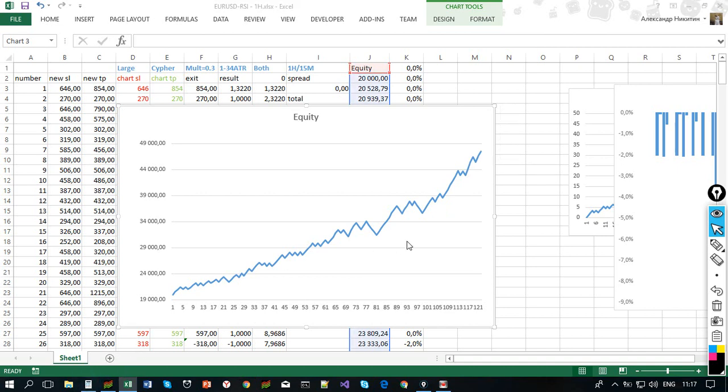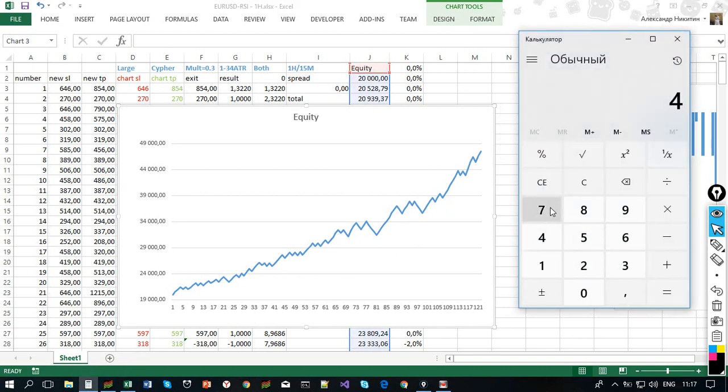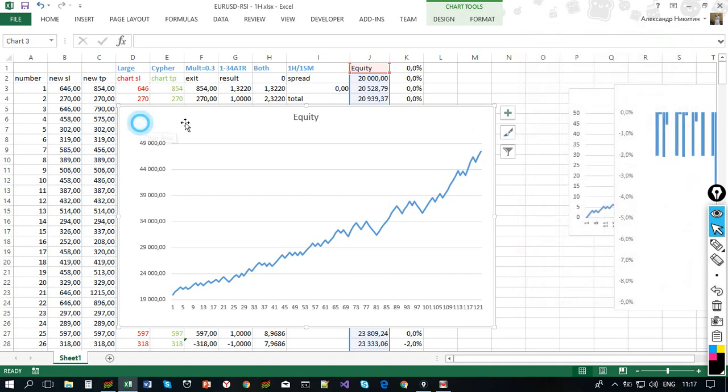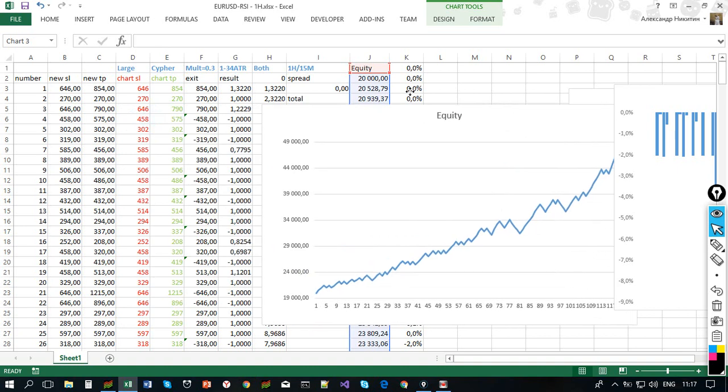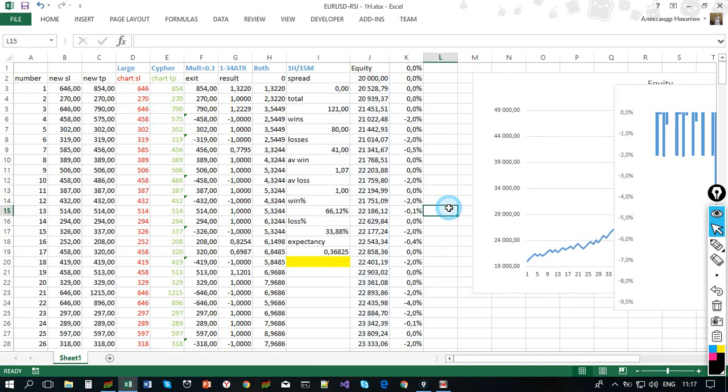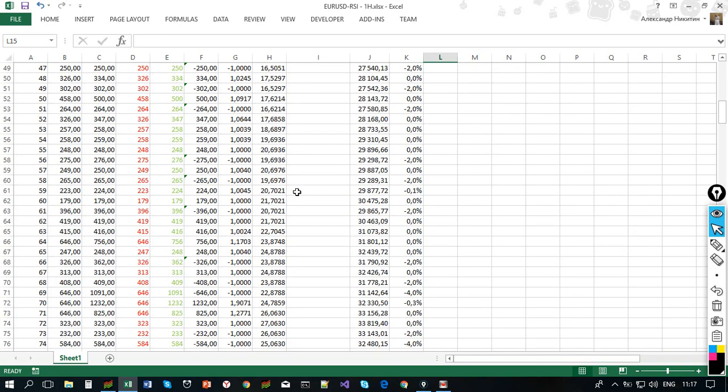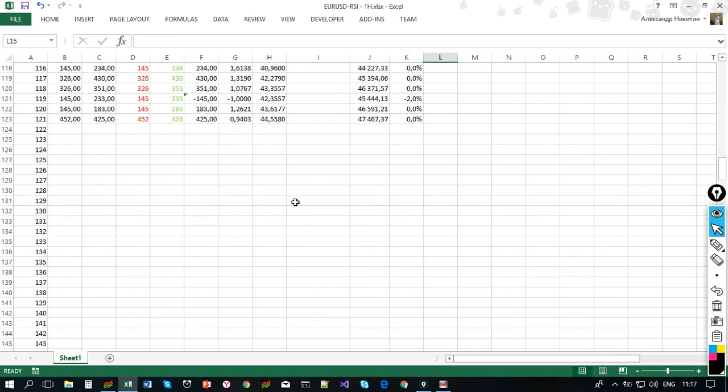What is 47? 47K minus 20K equals 27. If I divide that by my initial account, what is it? 135%. 135% generated is enormous. It is fantastic, outstanding. It's not 20 trades, not 50 trades. It is 121.